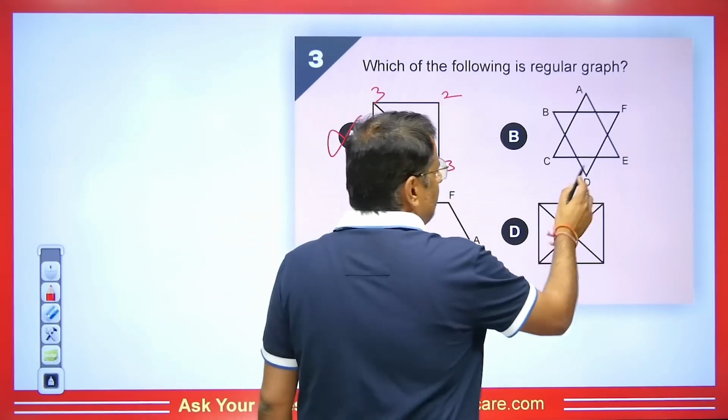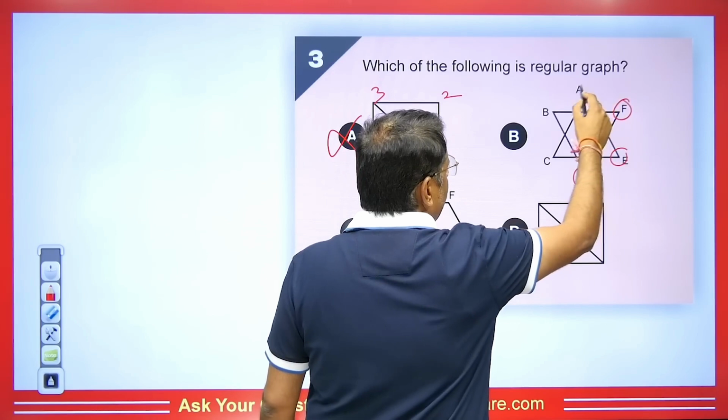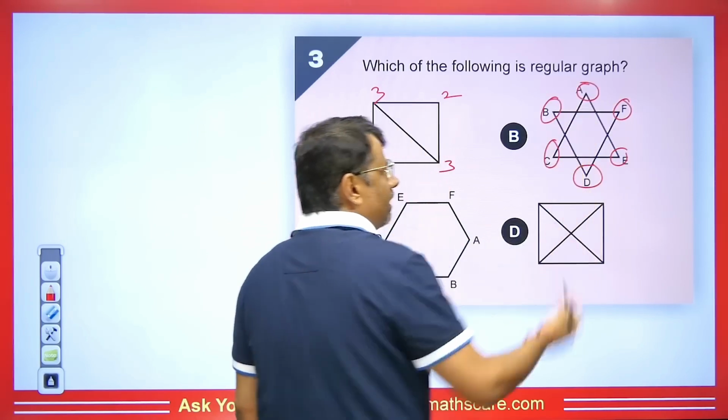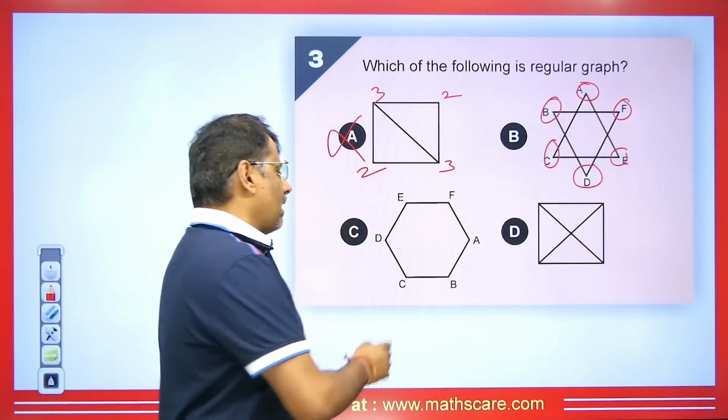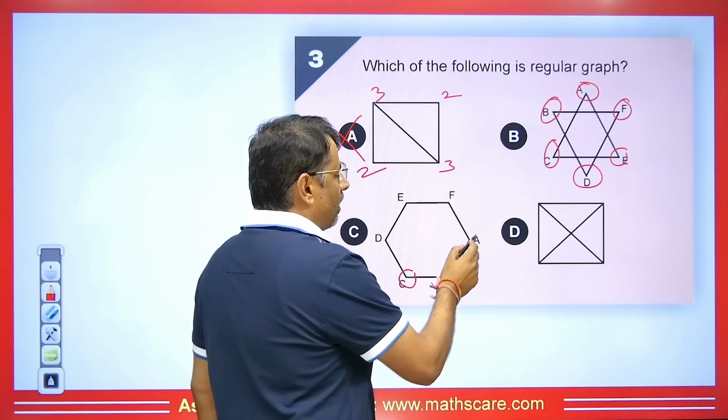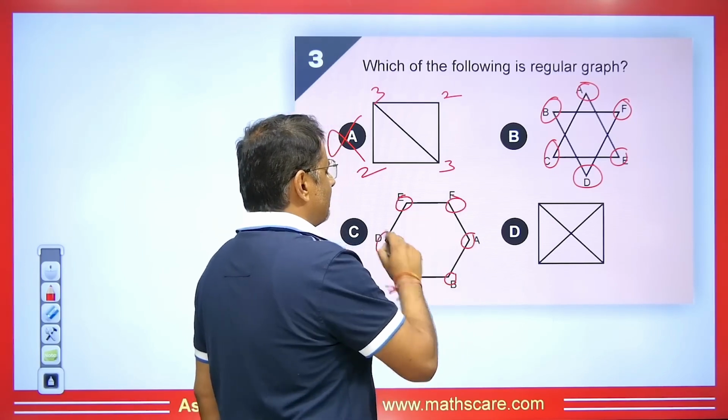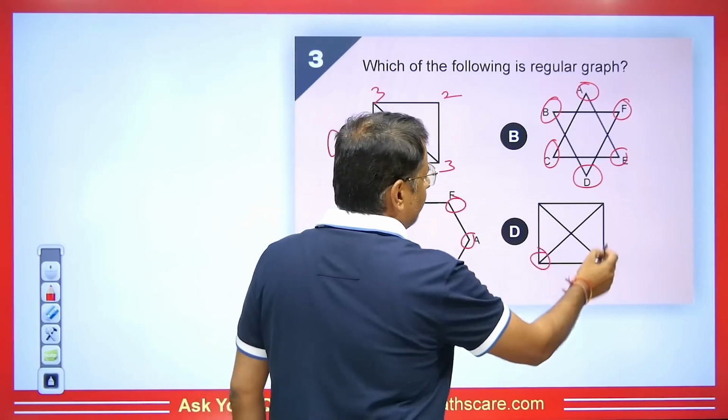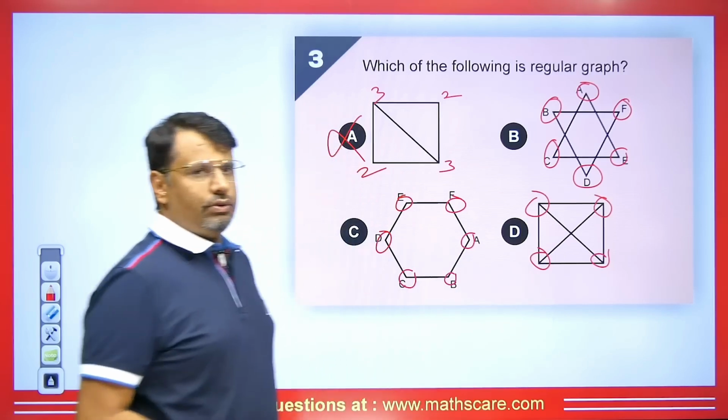Here this degree is 2, this is 2, this is 2, this degree is 2, this degree is 2 and this is also 2. So it's a regular graph. This degree is also 2. All degrees are 2. Degree of every vertex is 2. So this is regular. It's 3 degrees here, as you can see. So this graph is also a regular graph.